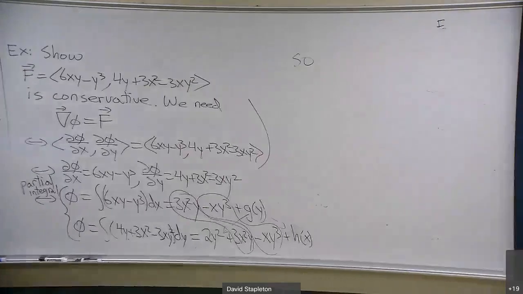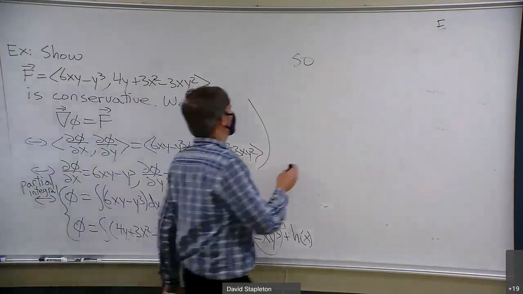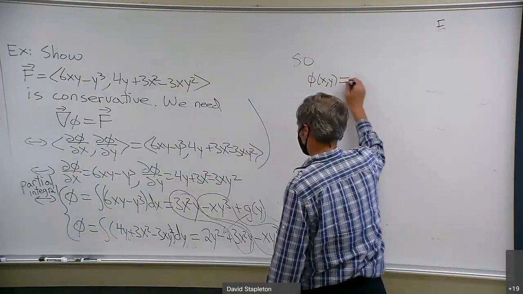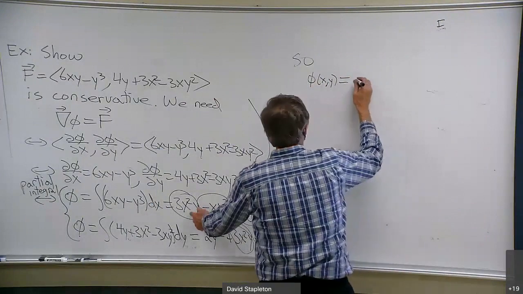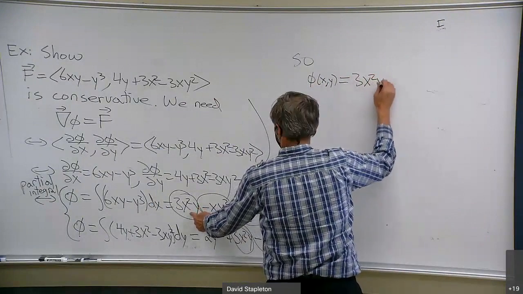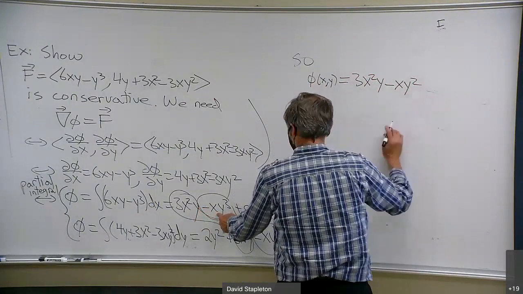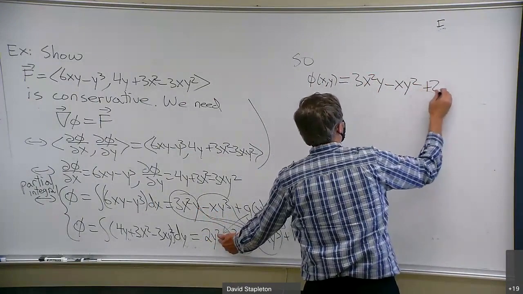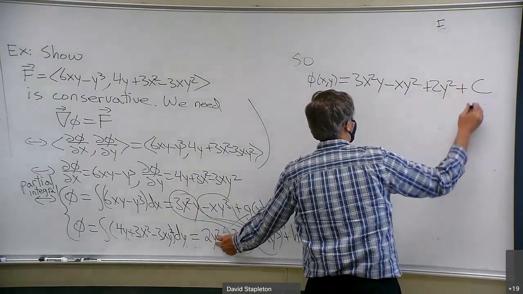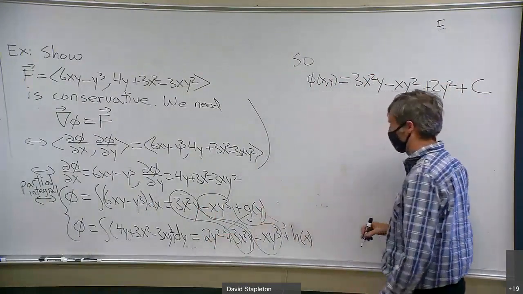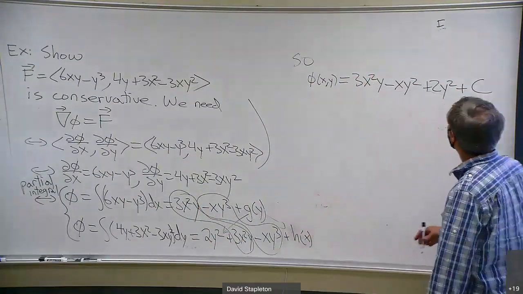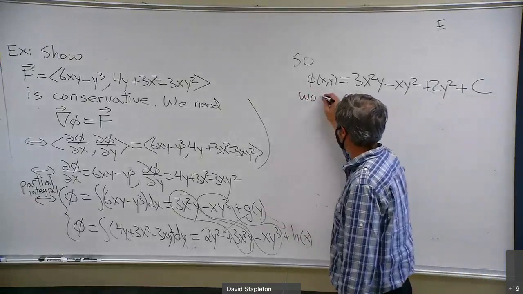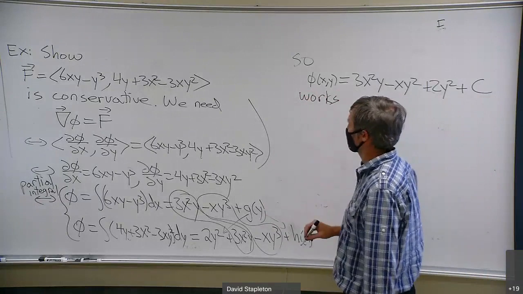I come up with satisfying these two equations is that phi of x y can be equal to 3x squared y. What you do is you copy one of these down, minus xy squared, and then you take all the terms that weren't there from the other one, there's the 2y squared. And then there's always a plus c, a real constant that doesn't depend on either x or y, at the end. Those can go into both of these. So this one works. This satisfies both these equations.